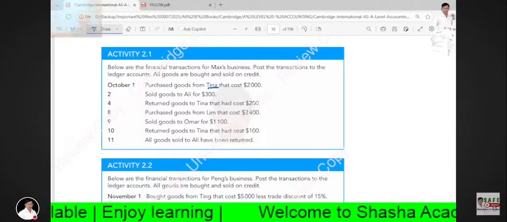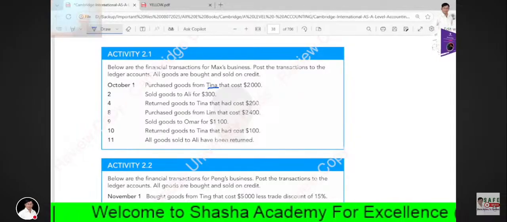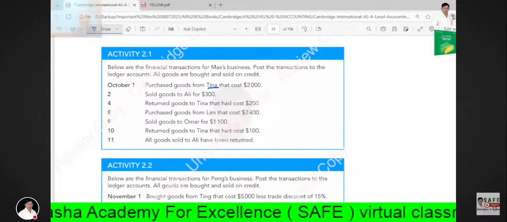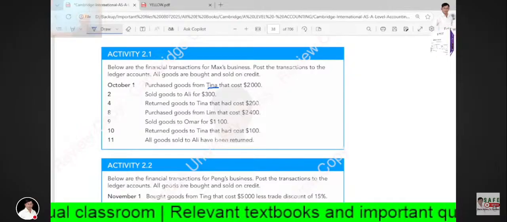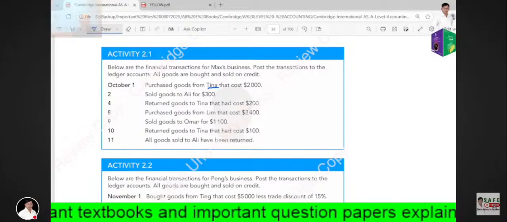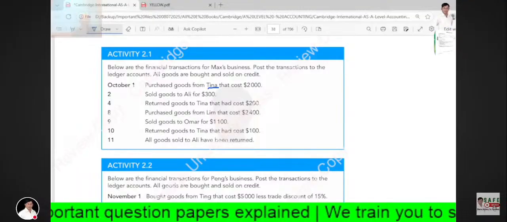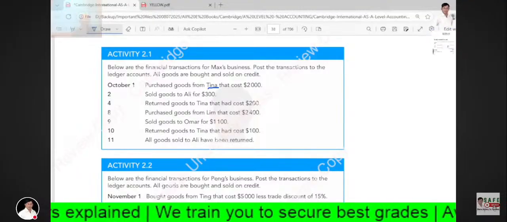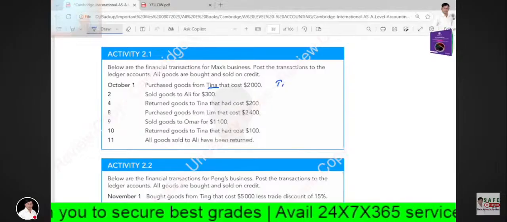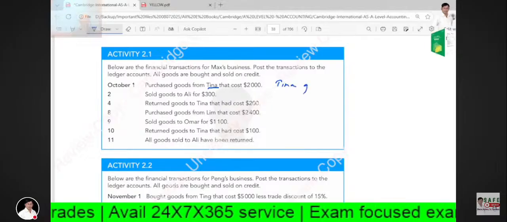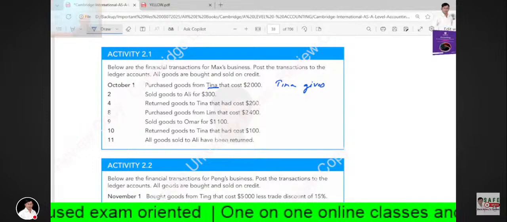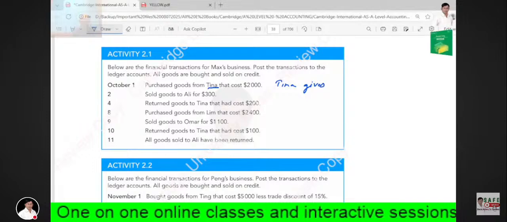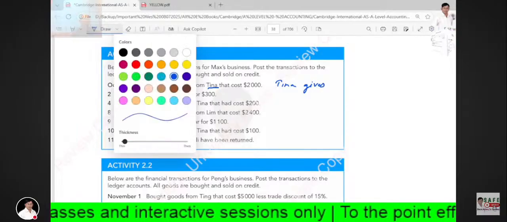So, purchase goods from Tina that cost 7,10,000. When we purchase goods from Tina, Tina is the account that gives, right? Why is Tina the account that gives? Purchase return has to come, no. Tina gives 7,10,000. When we purchase, obviously Tina gives. Purchase is 7,10,000. Purchase return.